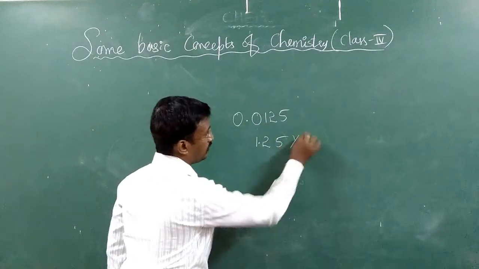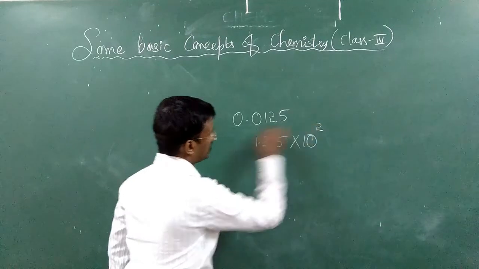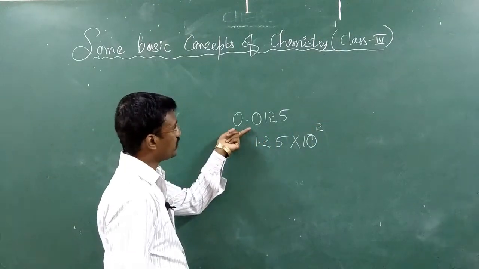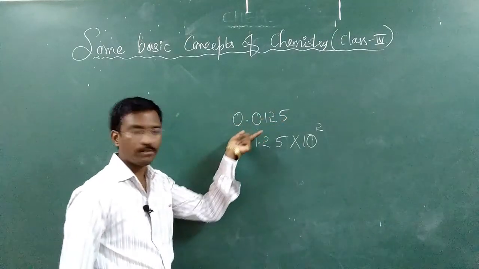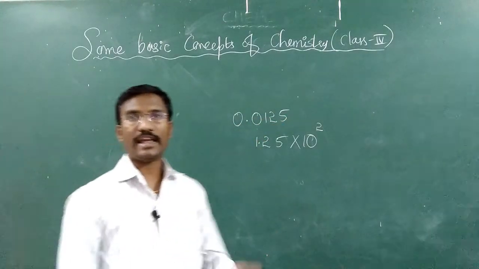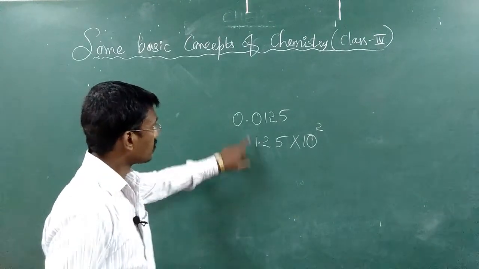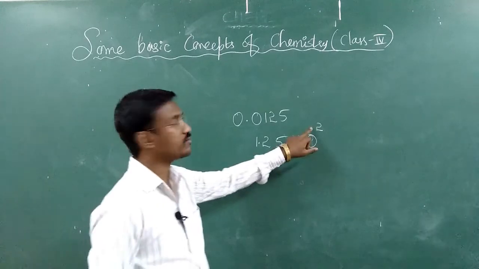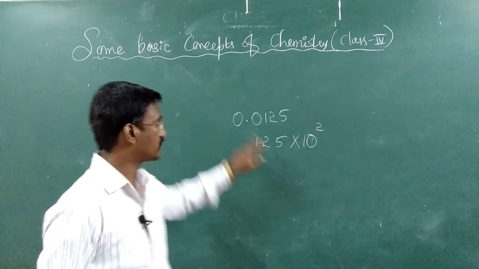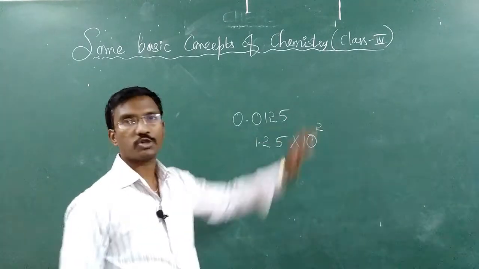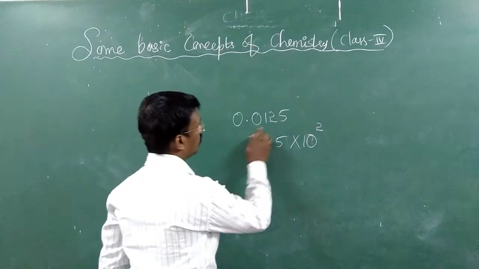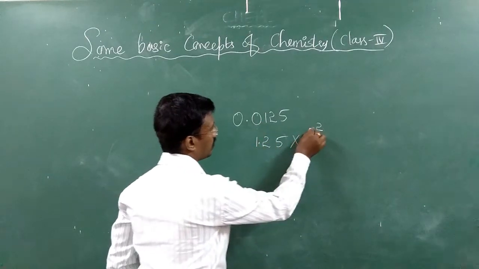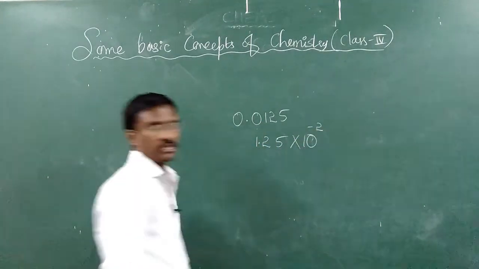After shifting 2 digits, you check whether this number is greater or that number is greater. The first one, 0.125, is a smaller number, whereas 1.25 is a larger number. Therefore, here we have increased the number. If the number increases, the power should decrease. Since the decimal point is shifted by 2 digits, I have to write 10 raised to minus 2.